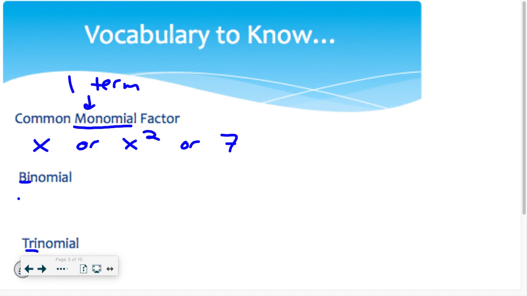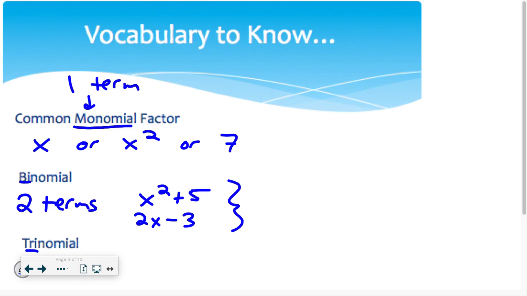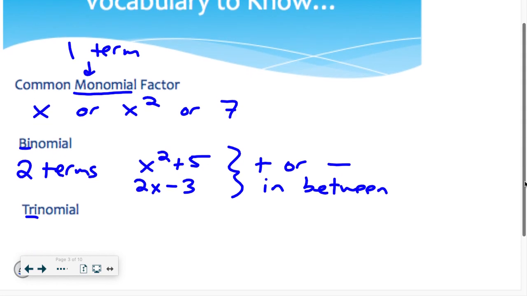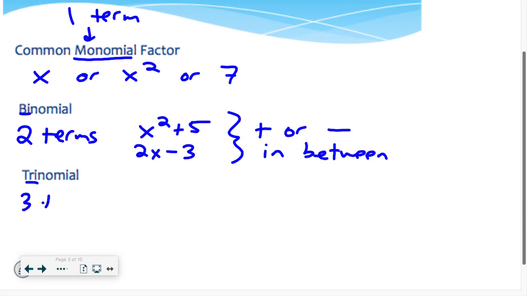So binomial means two terms. When I look at two terms, they need to be separated by addition or subtraction. So something like x squared plus 5 or 2x minus 3. These are both binomials. And again, these are separated by addition or subtraction in between. And then we have a trinomial, which is going to give us three terms. An example of that would be x squared plus 2x minus 4.